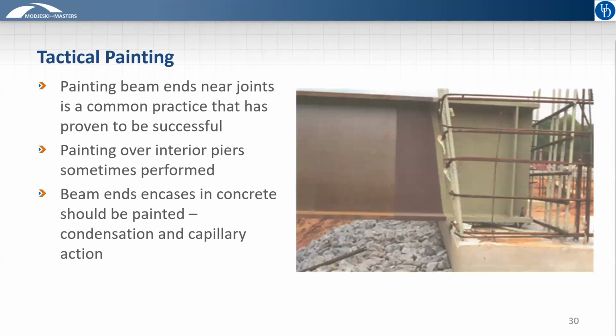One other approach here is tactical painting of a weathering steel bridge. So painting specific areas where we know are problematic ahead of time is a good way to prevent any sort of future problems with weathering steel.